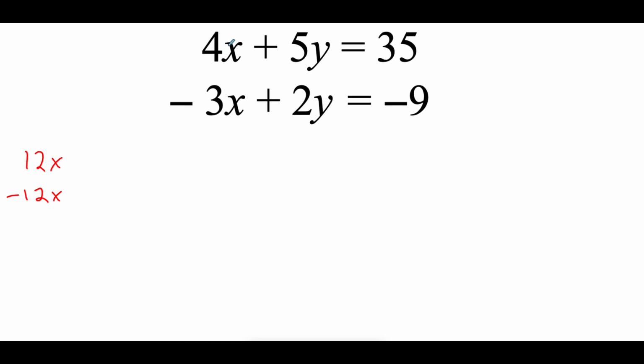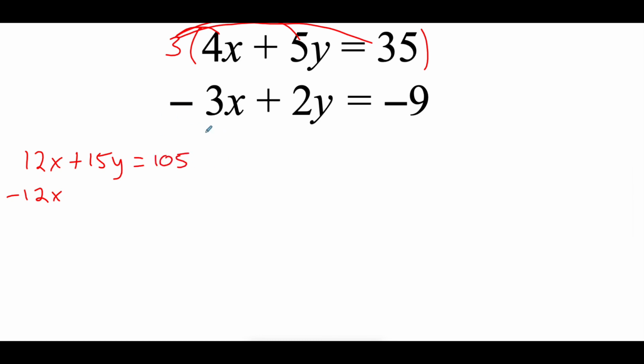So if we're looking at the 4x and trying to turn that into 12x, we're thinking, well, what do we have to multiply 4x by in order to get 12x? And the answer is 3. So we're going to take this 3 and distribute it through here. So 3 times 4x is 12x. 3 times 5y gives me plus 15y. And 3 times 35 is going to give me 105.